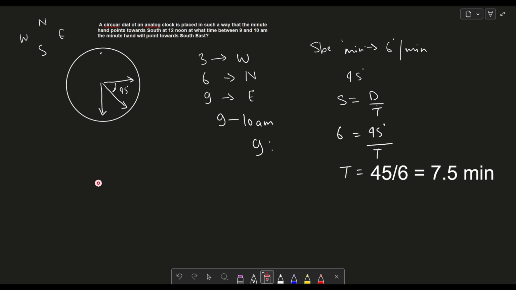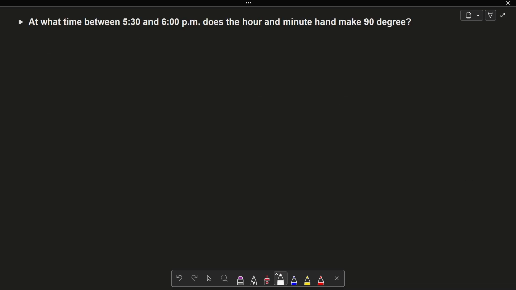Let's see another problem. At what time between 5:30 and 6 p.m. do the hour and minute hands make 90 degrees? Okay, so according to the question, you have to tell the difference between the minute hand and hour hand between 5:30 and 6 p.m. which will make 90 degrees. Okay, so instead of learning some formula, we will do it from fundamentals so you can approach similar types of problems by yourself. Okay, suppose this is my clock.